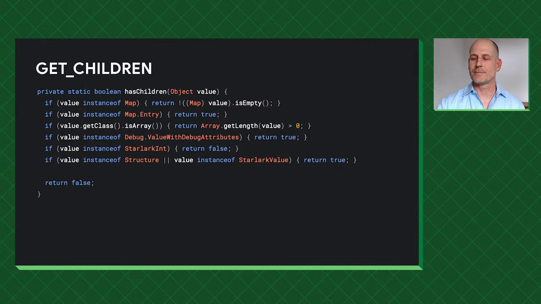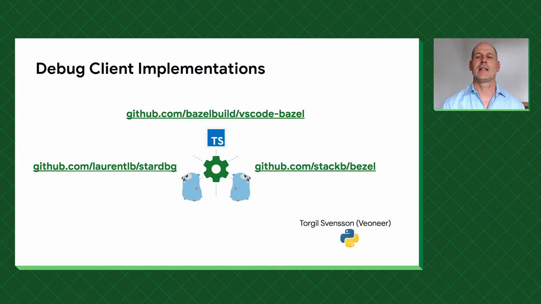Okay, let's shift gears a little bit and talk about the client implementations. The reference implementation is Bazel Build VS Code Bazel, which is written by Tony Olivato and colleagues. Laurent Lebrun has also written a Go implementation, and this one, based on the Bazel tool, is based off Delve, which is a popular debugger for Go. Also a shout out to Torgel Svensson, who presented at the last build meetup about one written in Python. You can find his talk online.